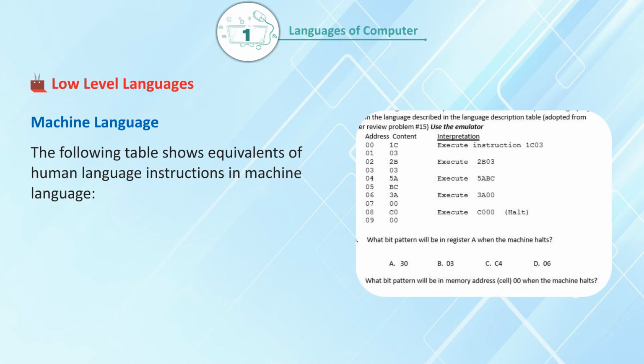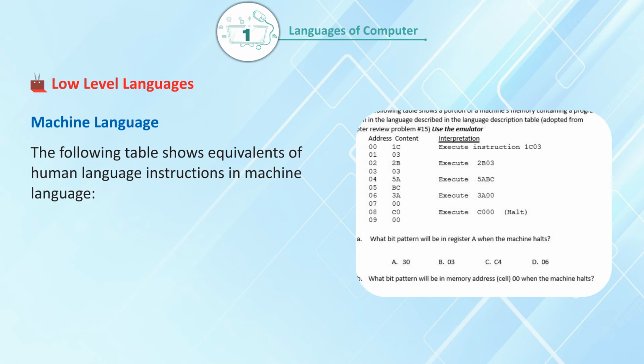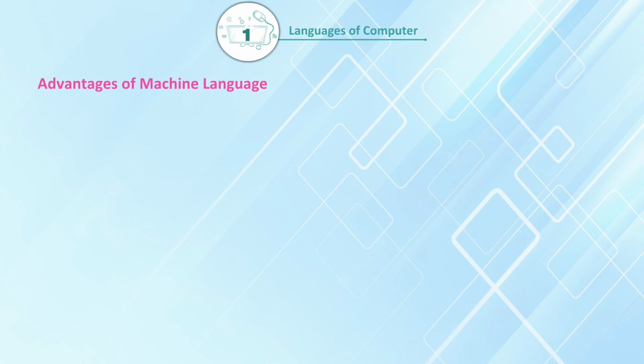The following table shows the equivalence of human language instructions in machine language. Human language, machine language. 1, 0 0 1. 2, 0 1 0. 3, 0 1 1. 4, 1 0 0. 5, 1 0 1.